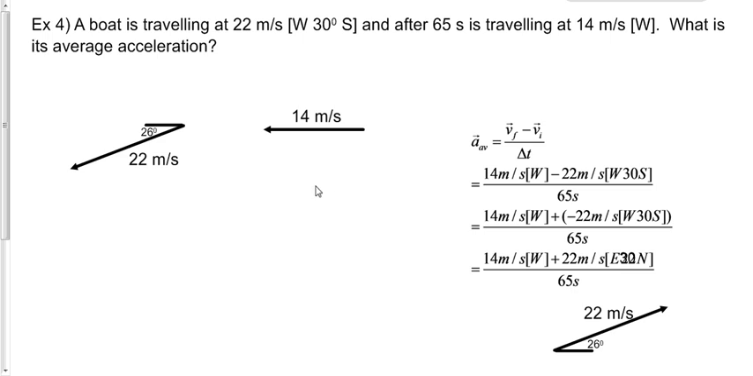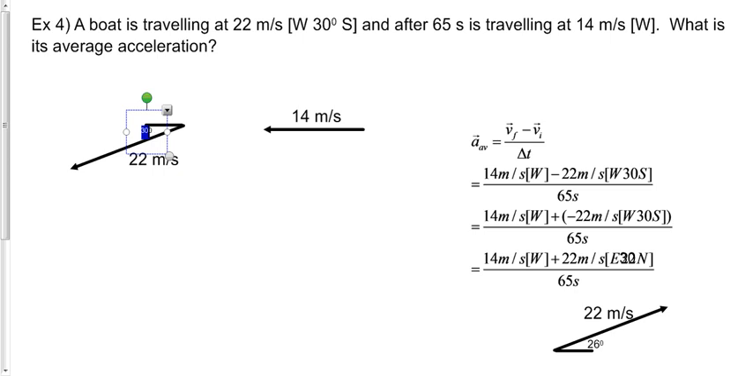And this one has to deal with the same situation, but again, notice we have a vector that's not traveling in a perpendicular direction, not exactly north or south. So here's this boat traveling at 22 meters a second. Here is the initial velocity at an angle of west. Oops, that's not 26. That should be 30. 30 degrees south. So that vector there.